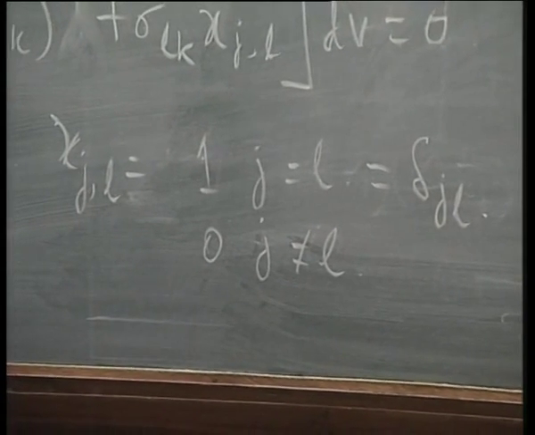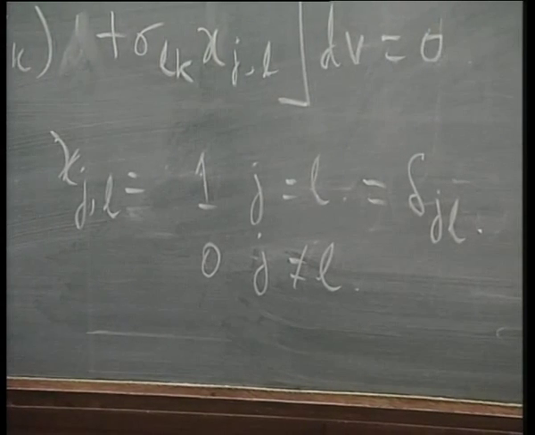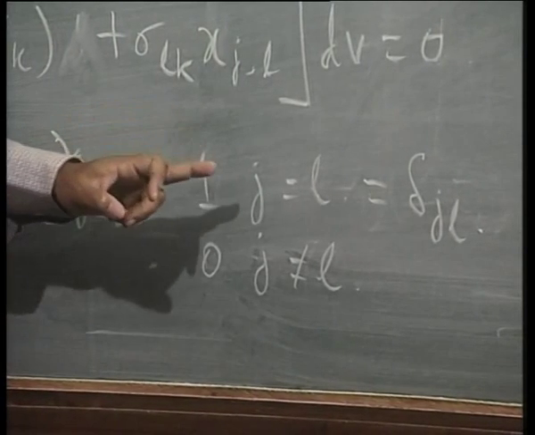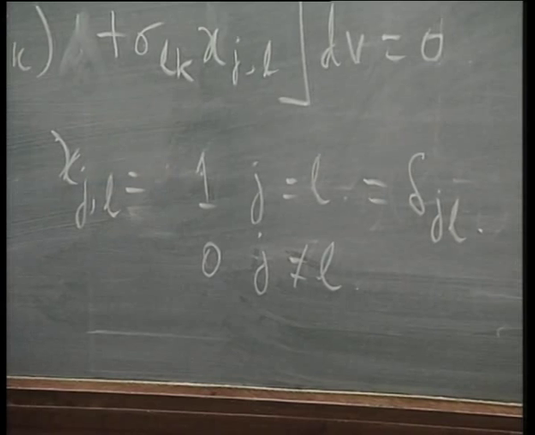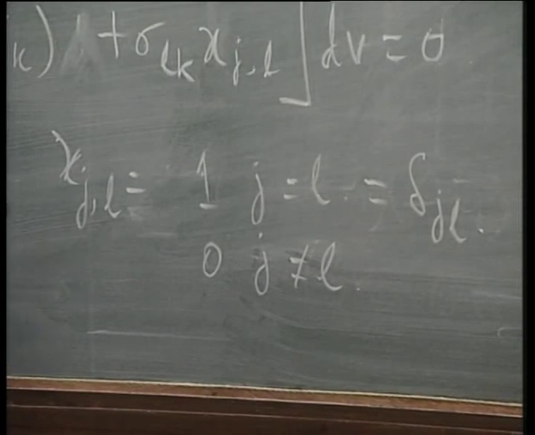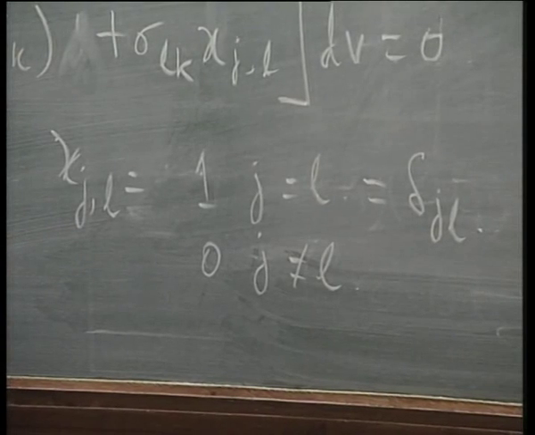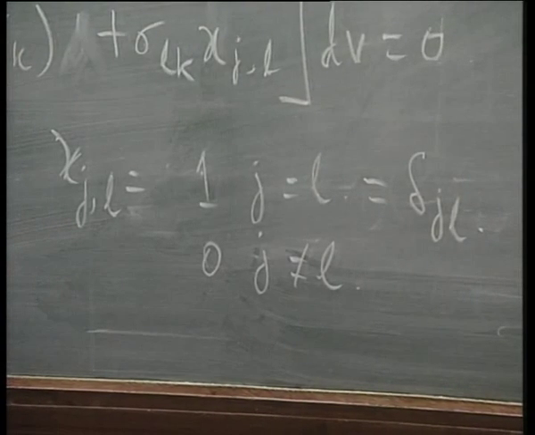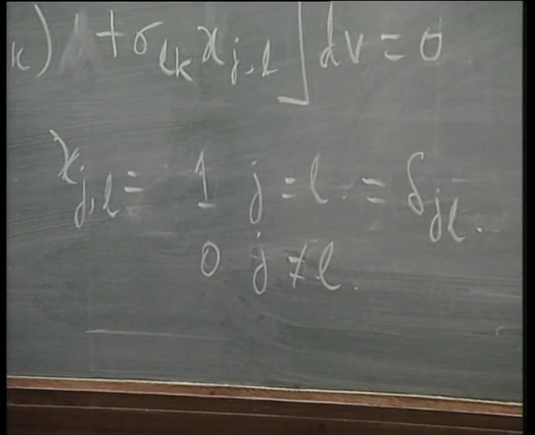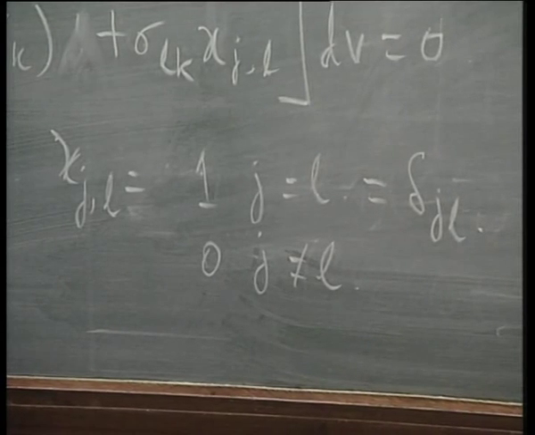Is everyone with me? Is it clear? Okay. So this x_j comma L is equal to delta JL is one thing you will repeatedly be using in mechanics. A lot of places you will use this. It comes from the fact that x1, x2 and x3 are independent quantities, and x1 depends upon only the corresponding x, and so on. Is that clear?